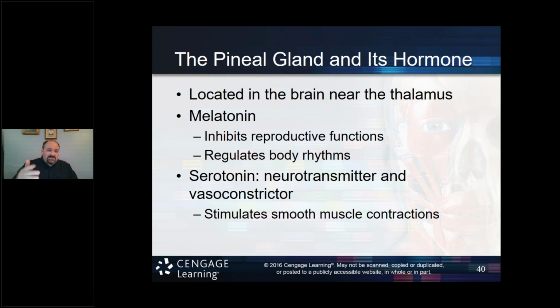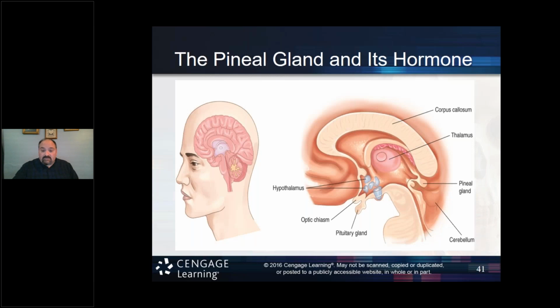Also, serotonin is very important as a major nerve chemical, a neurotransmitter, and is involved in vasoconstriction. This could also increase blood pressure levels, and that can be a major issue. And here you're looking at the pineal gland, also known as the pineal body. Here's the third ventricle, thalamus, hypothalamus, right?